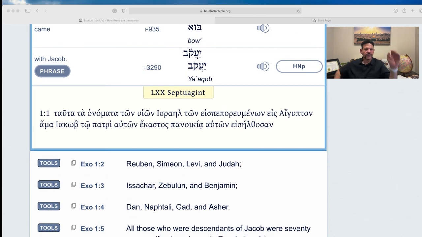So you have Reuben, Simeon, Levi, and Judah, which we know are four sons of Leah. Then we have Issachar and Zebulun, and strangely enough, instead of saving him for the end, you have Benjamin mentioned, right?